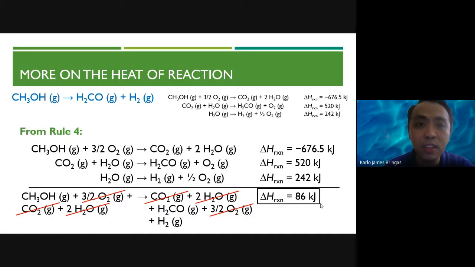So this gives us a powerful tool to be able to get delta H without actually having to do the experiments. All we need to do is base it on the pre-existing data.